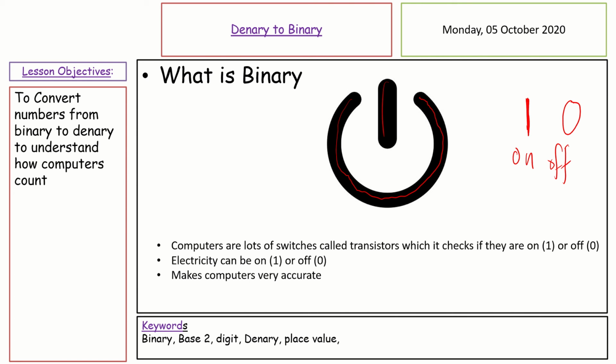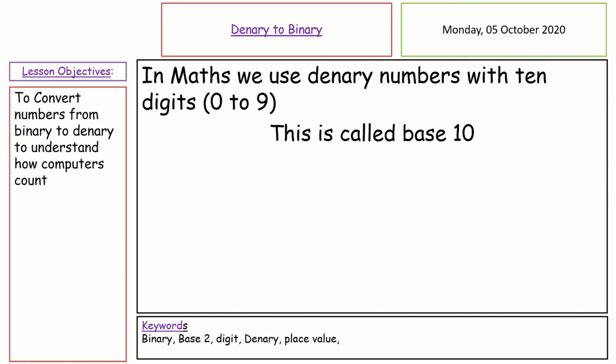Because these switches can turn electricity on and off very quickly and very accurately, it means that computers are very accurate at counting and doing arithmetic. So that explains what binary is, but what is denary?